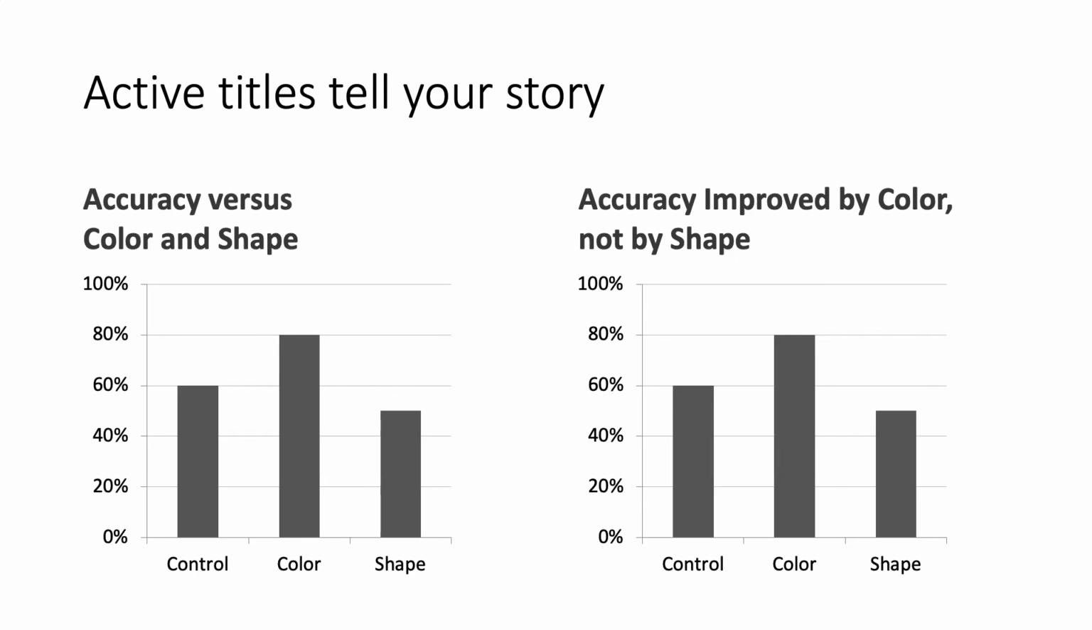So don't just describe what you're plotting, which here it says accuracy versus color and shape. Okay, I've got an accuracy axis, I've got color and shape, I'm comparing to a control. That's fine, but why not say accuracy improved by color, not by shape? Now people move into the figure knowing what the story is they're supposed to be getting out, and as long as I haven't distorted anything, they're going to get my message much more easily.